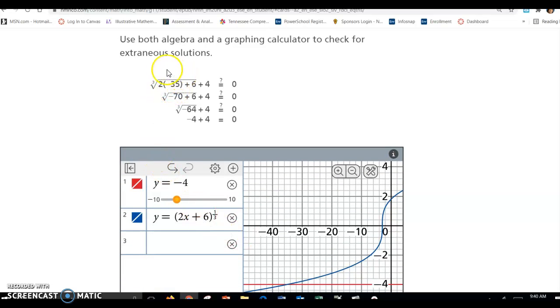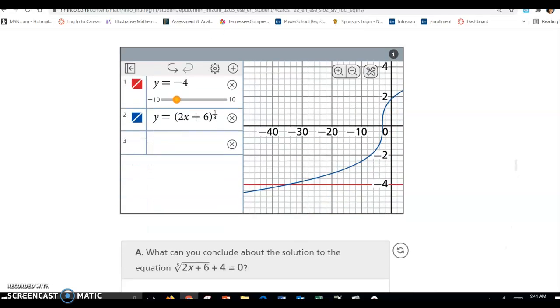All right, so if we plug negative 35 back into the original equation and check it, you get 2 times negative 35 is negative 70, plus 6 is negative 64. The cube root of negative 64 is negative 4. Negative 4 plus 4 is 0. So this works. That is a true solution.